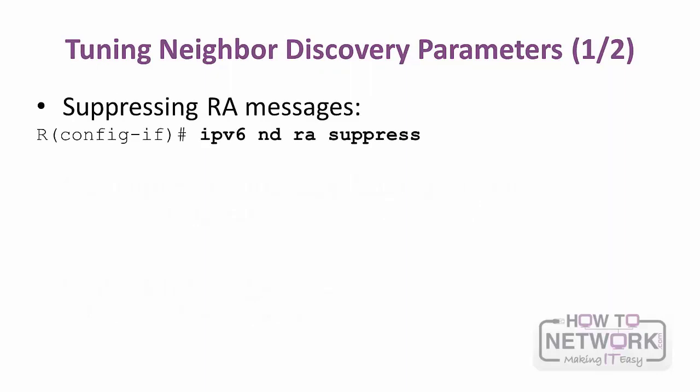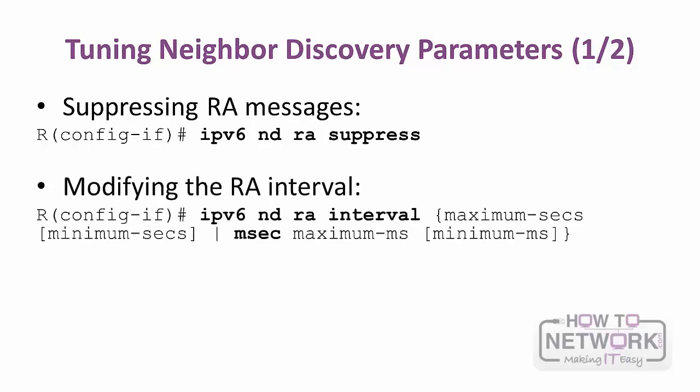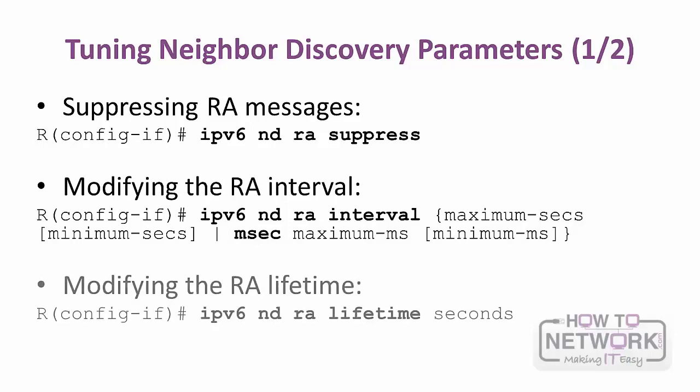Router advertisement messages can be suppressed with the following interface command. To change the default router advertisement interval of 200 seconds on Cisco routers, the following interface level command is used. To change the amount of time that a host considers this router a valid default gateway, the following command is used.